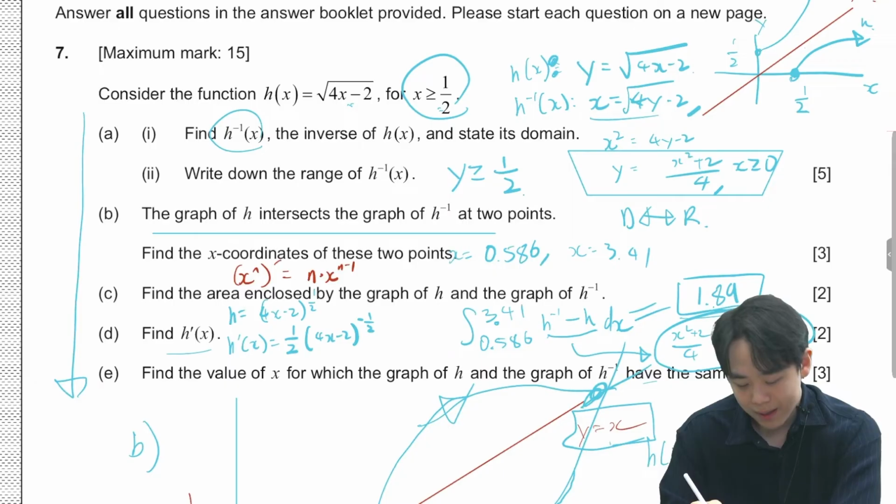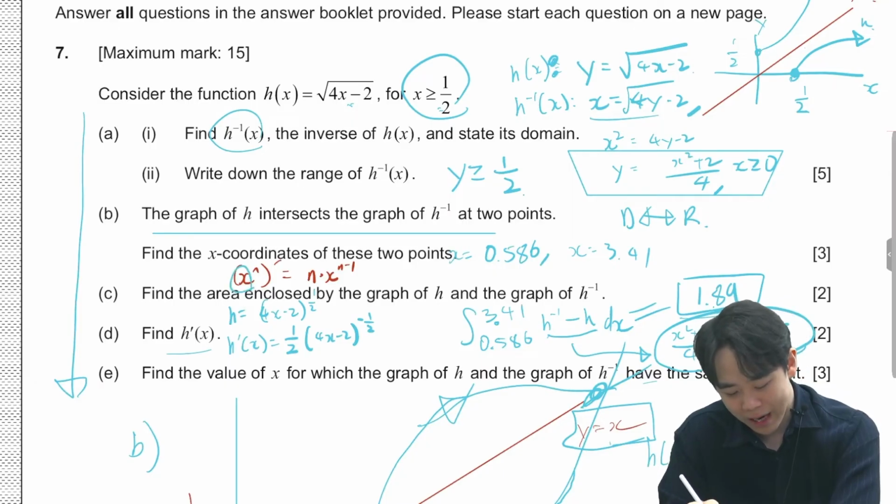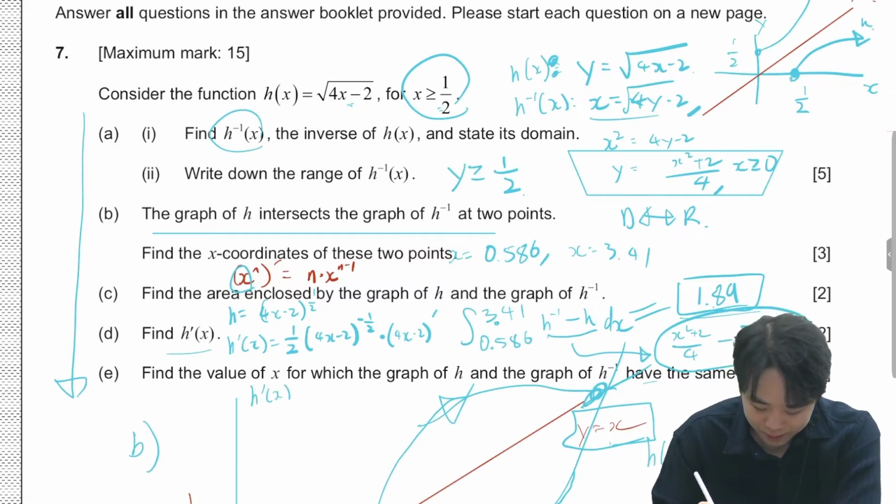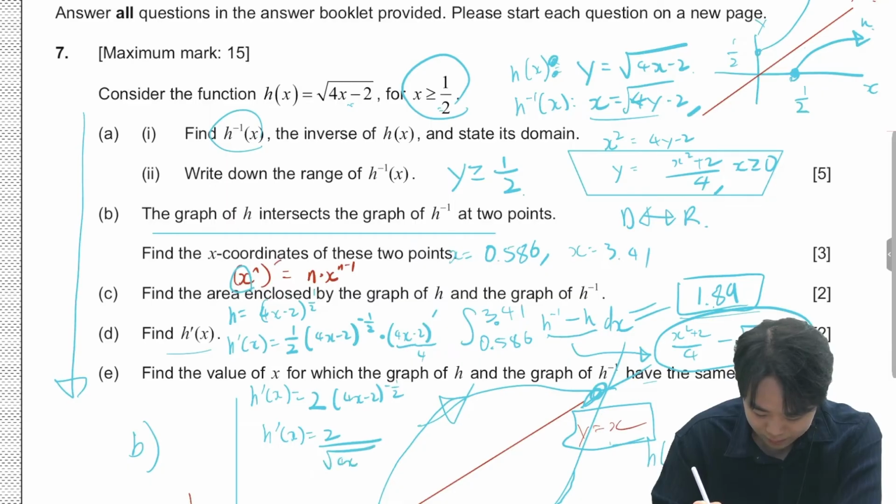Now, we don't just have x raised to the power of 1/2. We have 4x minus 2 raised to the power of 1/2. So we've got to multiply by 4x minus 2 differentiated, which is 4. So 4 times 1/2 is 2, times 4x minus 2 raised to the power of minus 1/2. So h prime x is going to be 2 over root 4x minus 2. That is what you get for h prime.